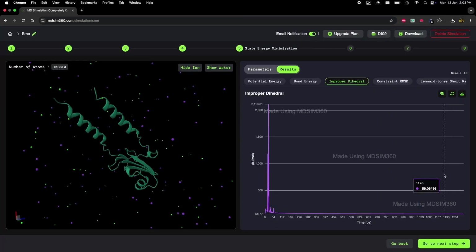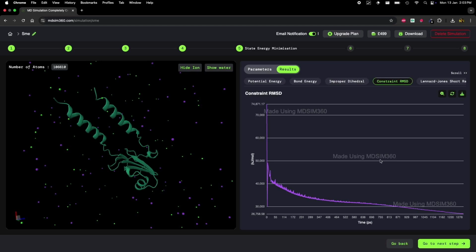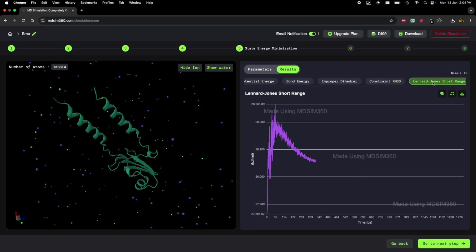Next, the constrained RMSD graph represents the root mean square deviation of the bond lengths in the system. Initially, you may see high values indicating that the bond lengths were stretched or elongated. This typically happens as the system begins to adjust. As the minimization process progresses, these bond lengths should stabilize.